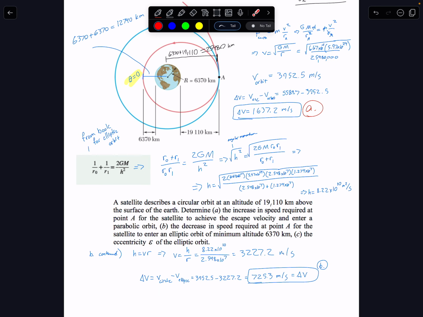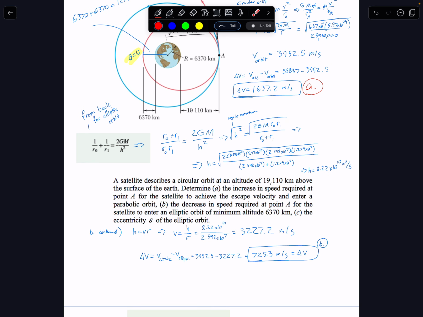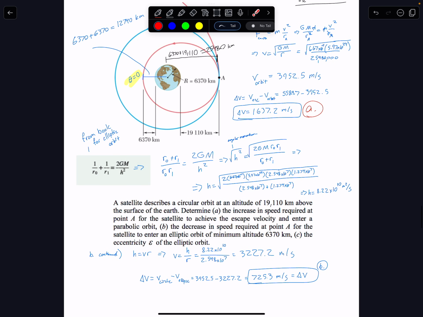And then, right, yeah, then we start part B. That's for the tail. For part B, yes, we get this part from the book for elliptical orbits, or this equation, and so you can do some algebra over here.